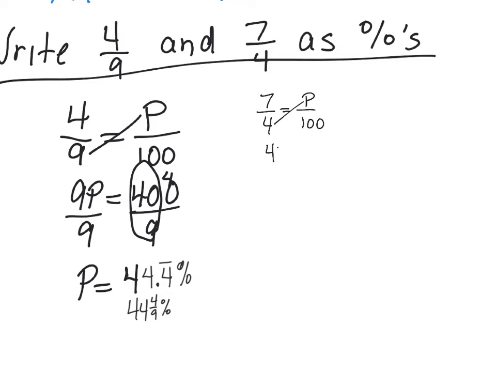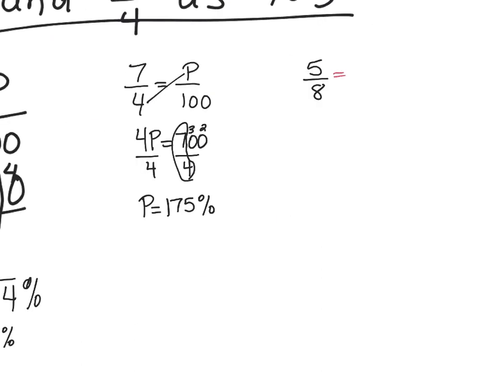Here you get 4p equals 700, because I can't guarantee they're going to let you use a calculator on these. Divide by 4. How many times does 4 go into 7? Once with how many left over? 3. 4 into 30. 7 with how many left over? 4 into 20. So it's 175%. Yep. I like to use p because then I remember my percent sign.